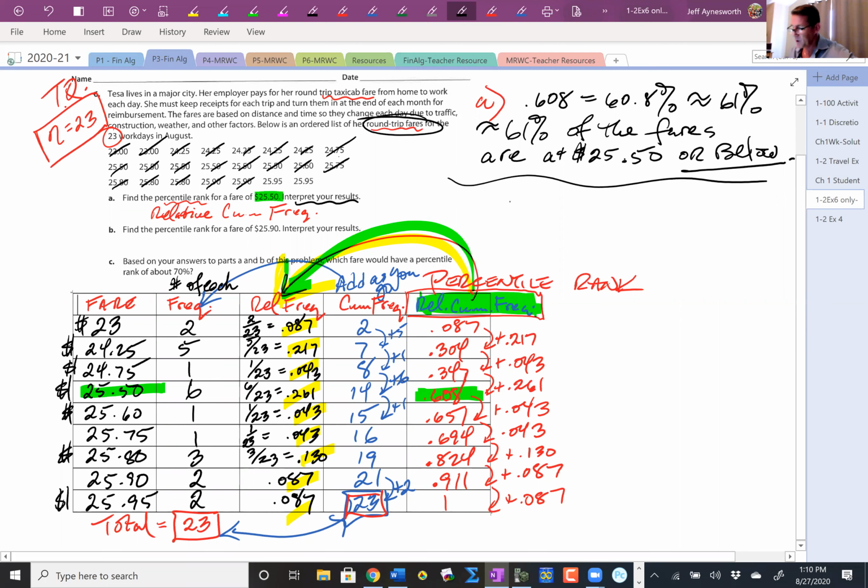Now, question B is similar. Question B says, what's the percentile rank for 25.90? So that's different. So let's switch colors here. Let's find 25.90. 25.90 in the table is here. And here's the percentile rank, 0.991. So can someone else take that one? Not Jerron, someone else. We have a percentile rank of 0.991. So you have to convert that to a percentage and then you need to interpret it.